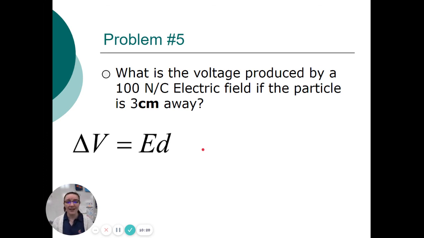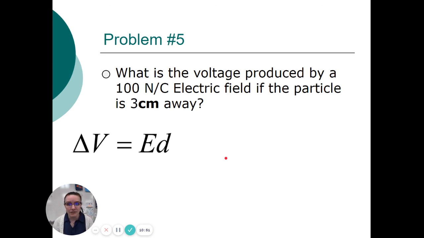Here's another one where, again, I'm going to use different pieces of information or a different version of the same equation to figure out the voltage produced by a 100 newtons per coulomb electric field. That's E. If the particle is 3 centimeters away, that's D, but we don't work in centimeters, we work in meters, so I would plug in 0.03 as my distance.